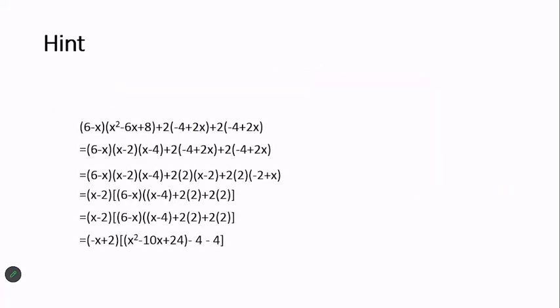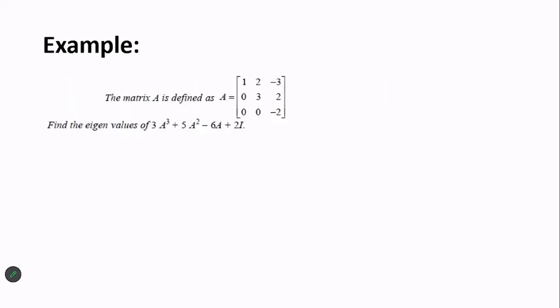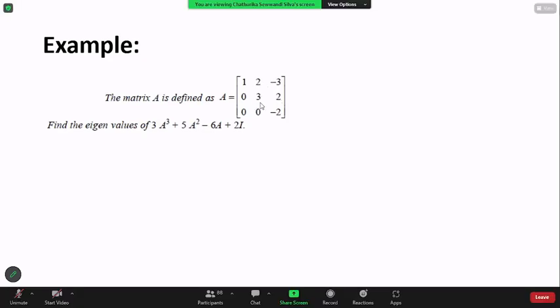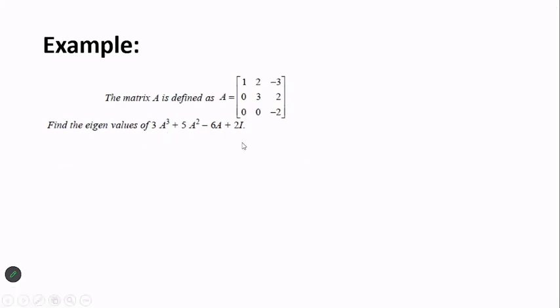When compared to that question, look at this question. This is the matrix A. Rather than saying find the eigenvalues of this particular matrix, what they ask is to find the eigenvalues of this particular expression. That is one sort of question which you will get within your exam paper. So rather than finding the eigenvalues of A, they are asking to find the eigenvalues of 3A cubed plus 5A squared minus 6A plus 2I.